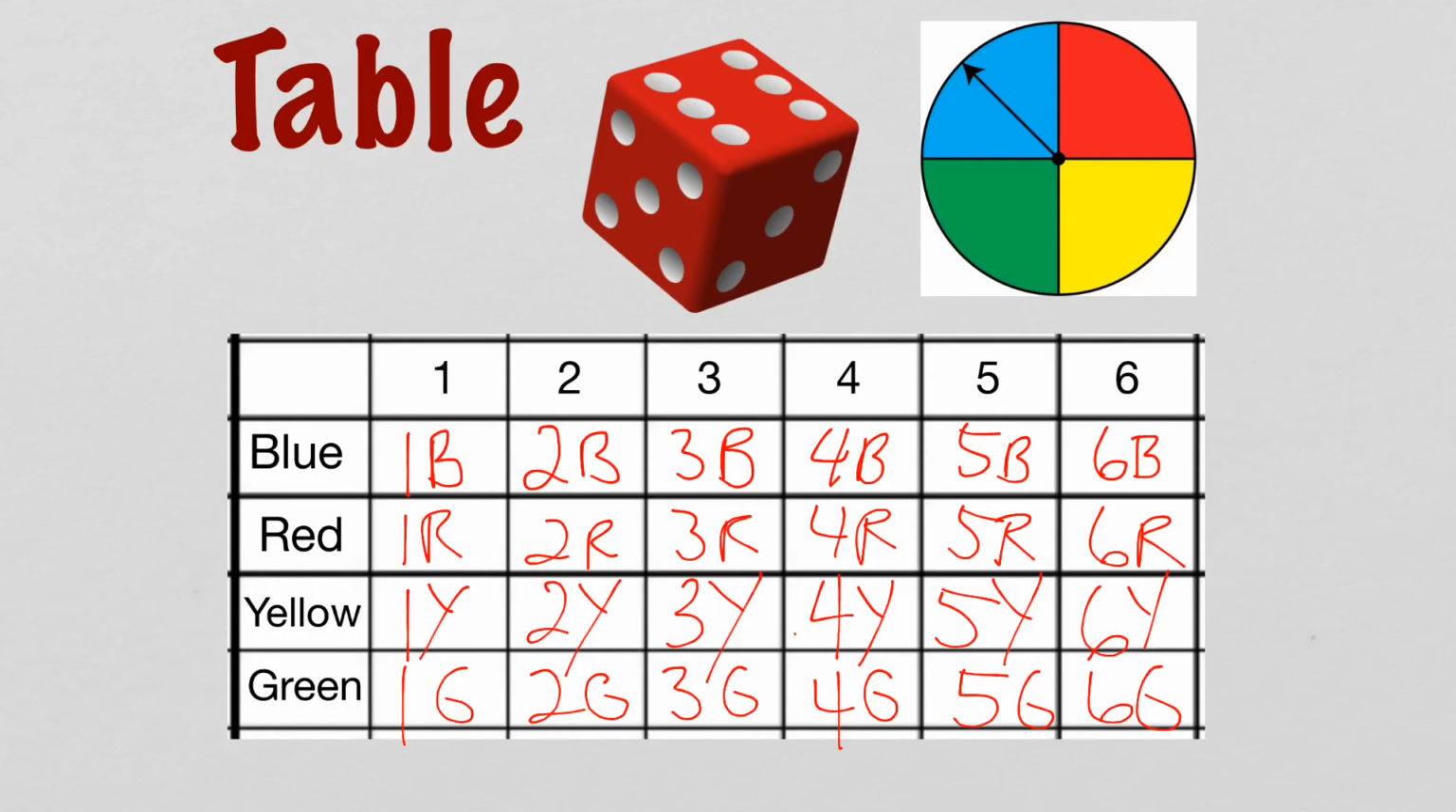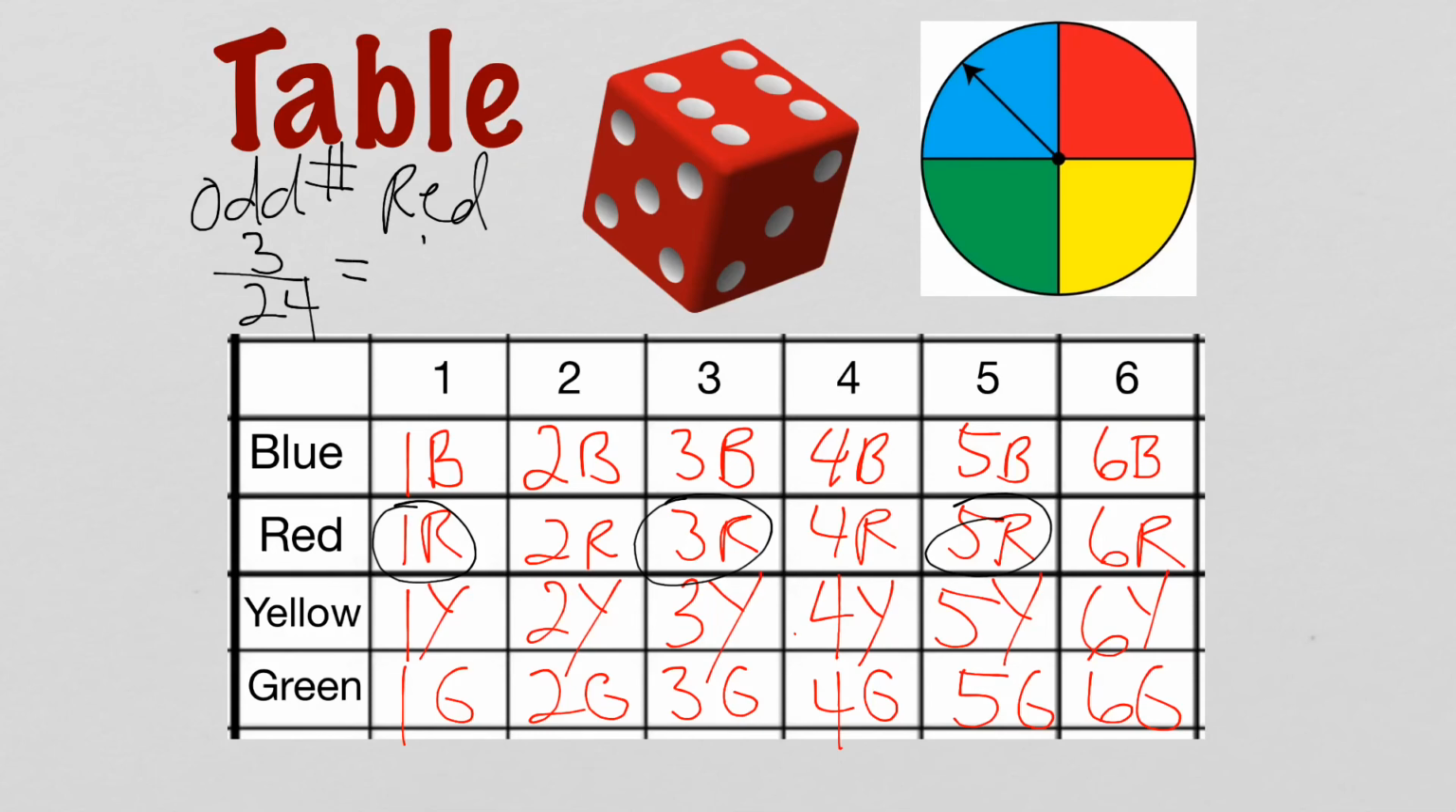Or I could ask, what's the probability of getting an odd number with red? Well, odd numbers are 1, 3, and 5. So I could get a 1 red, a 3 red, or a 5 red. That's 3 possibilities out of 24, which simplifies to 1/8. Again, we can figure out how many total combinations there are pretty quickly, but we need to actually make the table to see what those combinations look like.